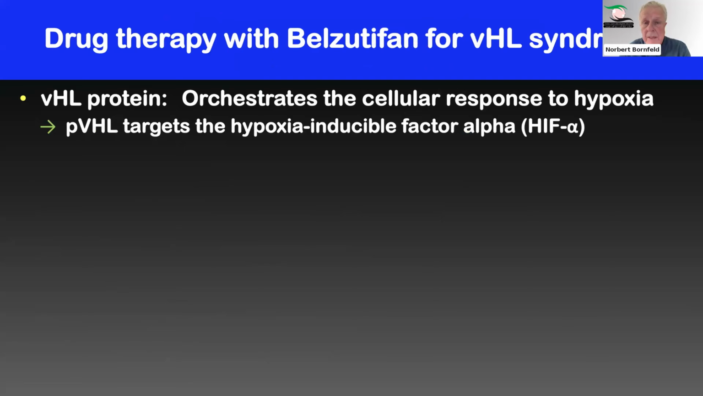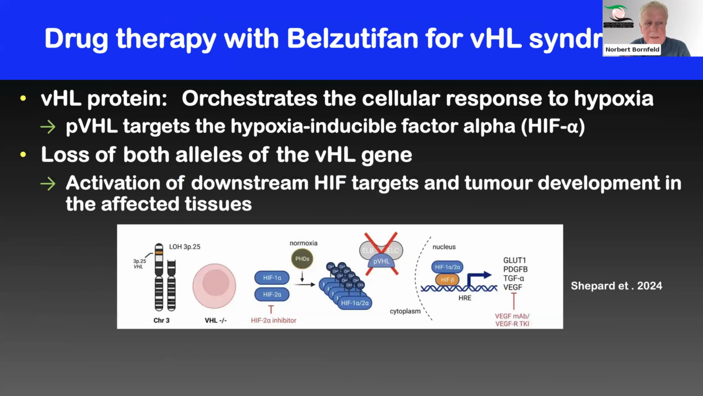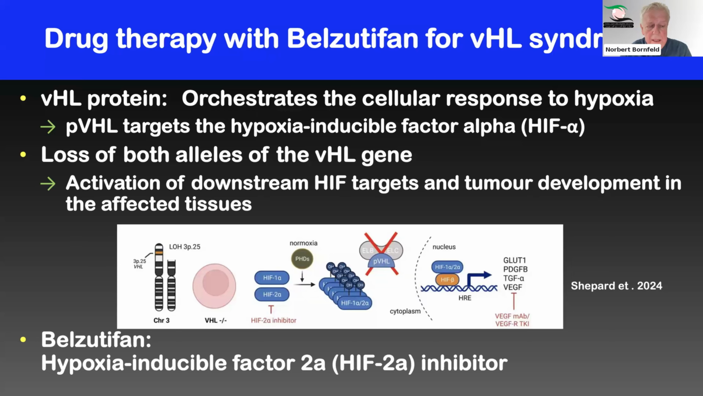So what about belzutifan? Belzutifan goes directly to what is called the hypoxia-inducible factor, HIF. In von Hippel-Lindau disease, both alleles are lost, and there's an activation of the HIF targets. If you look at the graph, you'll see that VEGF is a part of that cascade, but anti-VEGF doesn't work. And belzutifan is a hypoxia-inducible factor inhibitor.